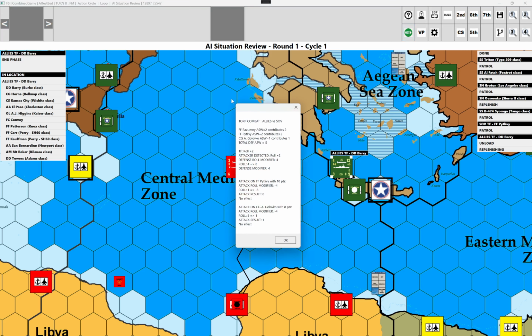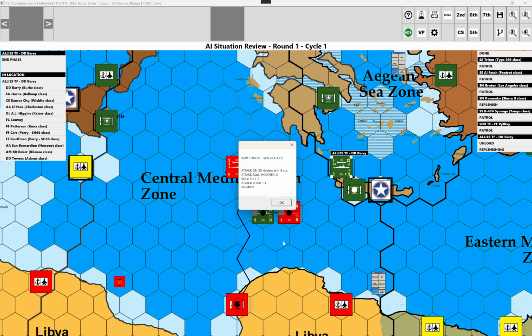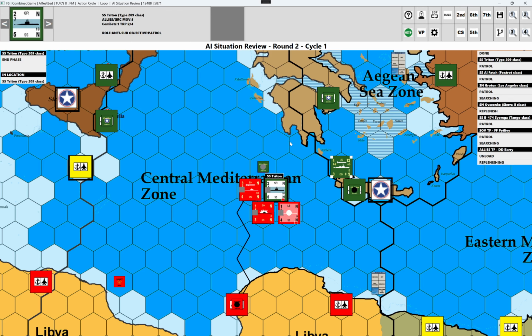Torp combat. Allies versus Soviet. No effect, no effect. All right, so someone shot 18 points. ASW, no effect. Boy, I tell you. Uh-oh. Allies versus Soviet. Attack on the Samga with 9 points. That must be from the, yes, from the Groton. They damaged the Samga. I'm kind of skipping past these things. You probably want to actually look at the details of these battles and see what's happening. But it looks like the only thing that happened was the Soviet Tango got damaged.